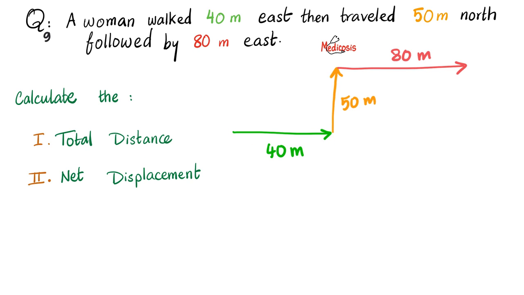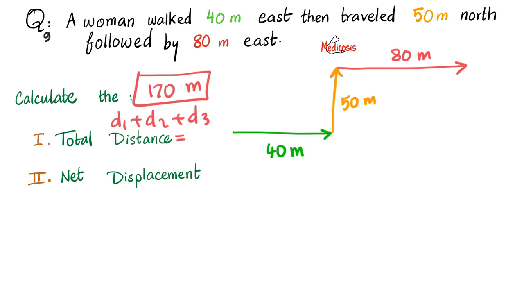What's the total distance? Easy. The total distance is always the sum of all of the distances that you have. It is always d1 plus d2 plus d3, which equals 40 meters plus 50 meters plus 80 meters. So the total distance is 170 meters. That's the answer for that.